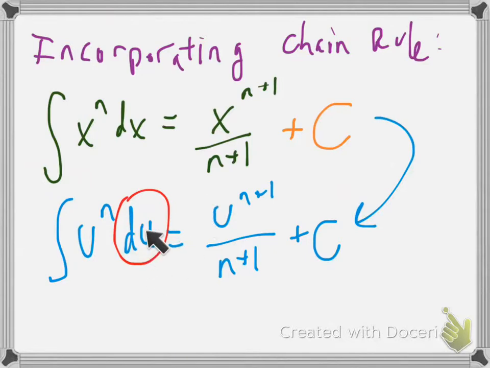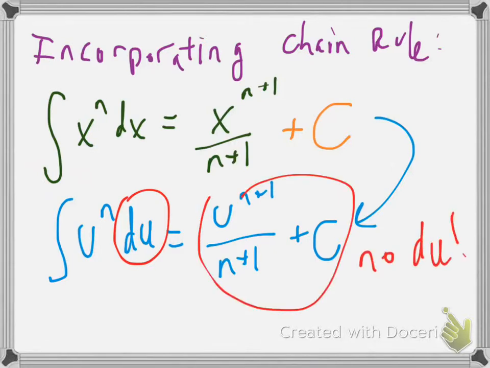So the du here means the derivative of this thing. And notice that even though there's a du here, there's no du over on this side. So it's as if the du kind of goes away. That's not surprising, because when we did the chain rule in the forwards direction, the derivative just sort of appeared. So in this case, you have to start with the derivative as part of your integrand, and then it goes away.